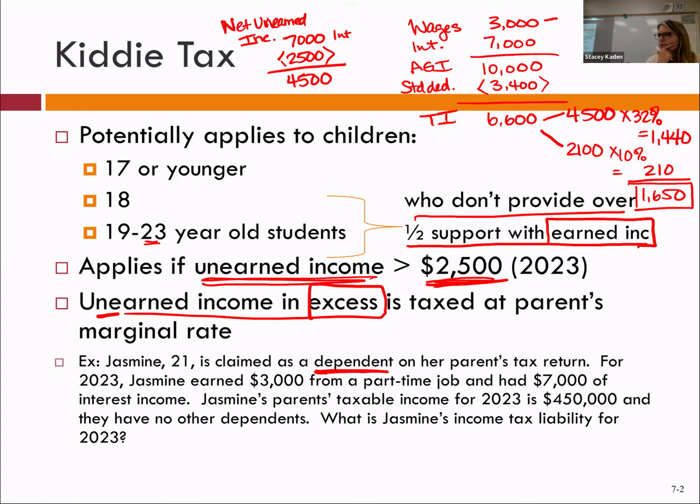Questions? Connor. Why is it 10%? You would just use the single table. Oh. So the first 11,000 would be 10%. If she had taxable income of, I don't know, 12,000, you just use the single table to calculate the tax. Good question.